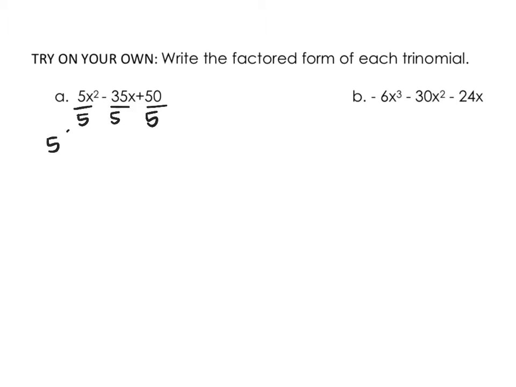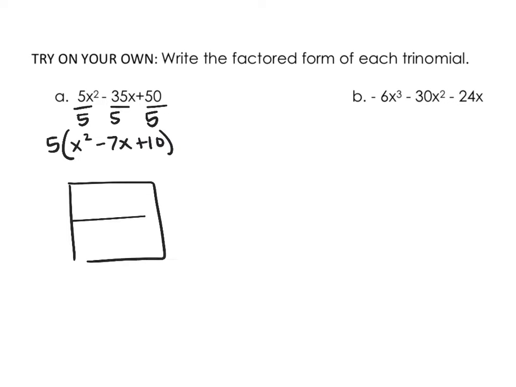So I'm going to take that GCF out, and that's going to leave me with an x squared, a negative 7x, and a positive 10. So now that I've taken out my GCF, I'm going to have to try to do the box method. So I'm going to take whatever was inside my parentheses, and I'm going to put it into the box and see if it can factor any further.